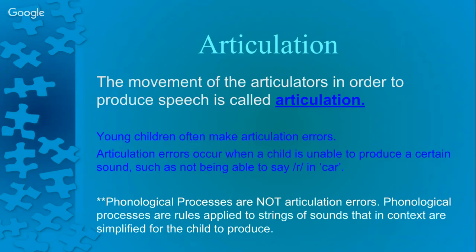Articulation errors often also occur in young children, and that's when the child is simply unable to produce a certain sound, such as not being able to say the R as in car or robin.